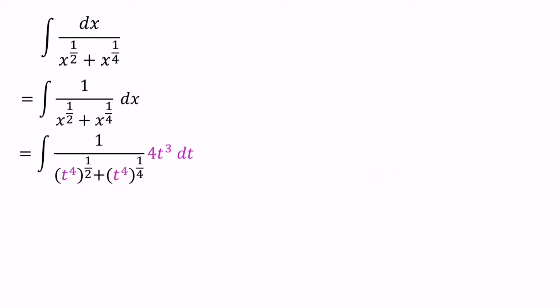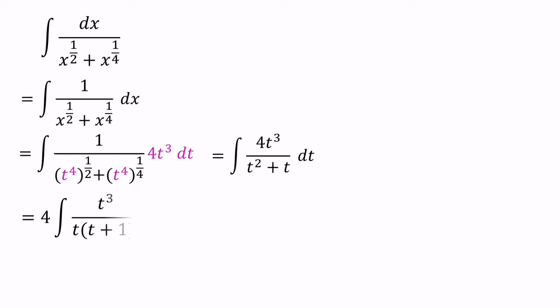Then we can write the integral with 4t cube in the numerator. In the denominator, t squared plus t. We can take 4 as a constant, so we write 4 integral t cube. In the denominator, we take t as a common factor, so the denominator equals t into t plus 1.